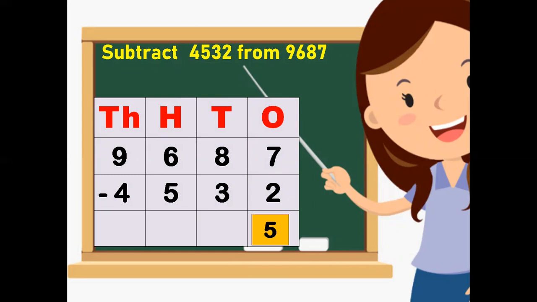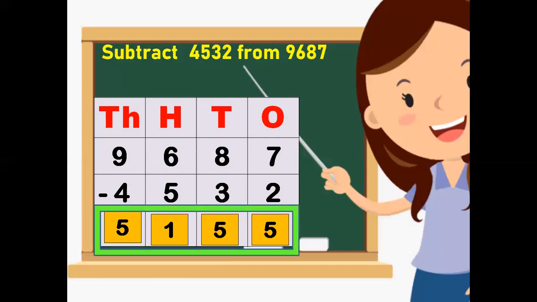Subtracting tens, 8 minus 3, we get 5. Subtracting hundreds, 6 minus 5, we get 1. And subtracting thousands, 9 minus 4, we get 5. So the answer is 5155. And the answer is called the difference.